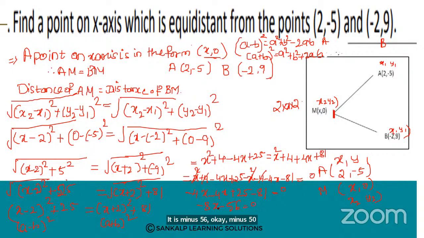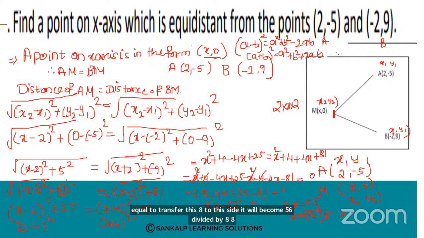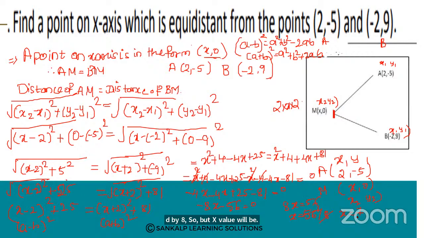Now here also minus is there, here also minus is there. We can remove the minus since both sides have it. So 8x is equal to 56. X is equal to, transfer this 8 to this side. It will become 56 divided by 8. 8 ones are 8, 8 sevens are 56. So our x value will be 7. X is equal to 7.